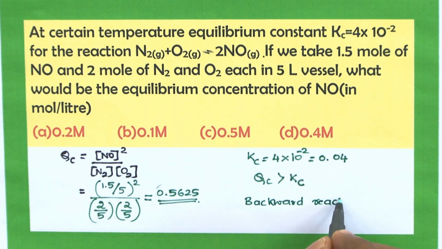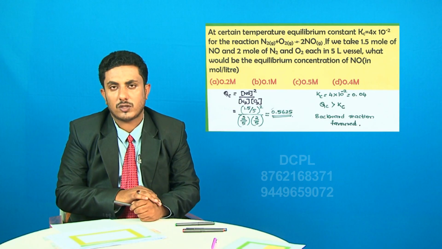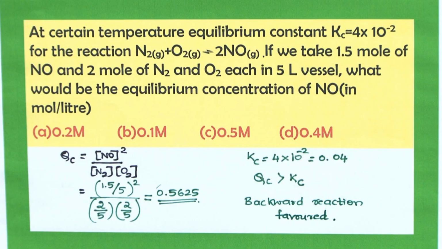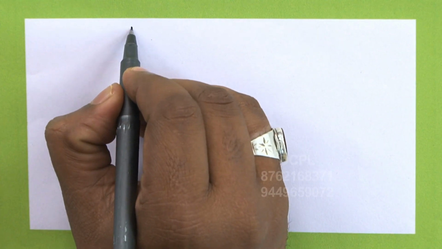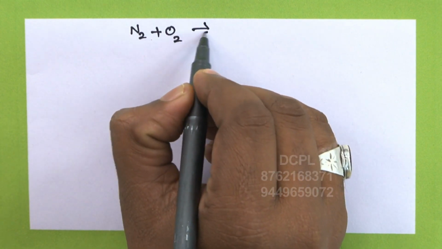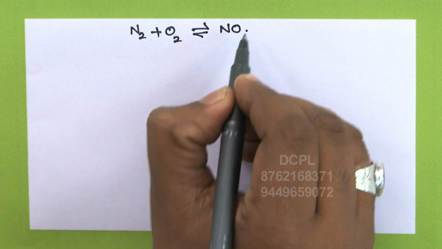So guys, in this equation, the backward reaction is favored. Since we have come to a conclusion that the reaction is taking place in the backward direction, that is, the product formed will give back the reactant. Let us write the equation once again. The equation goes like this: N2 plus O2 in equilibrium with NO.